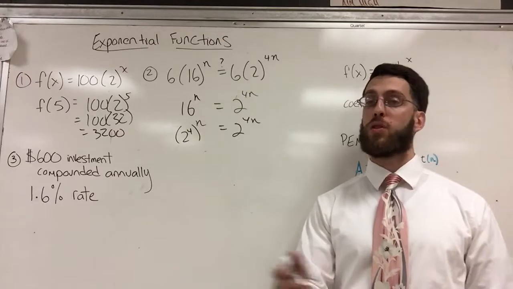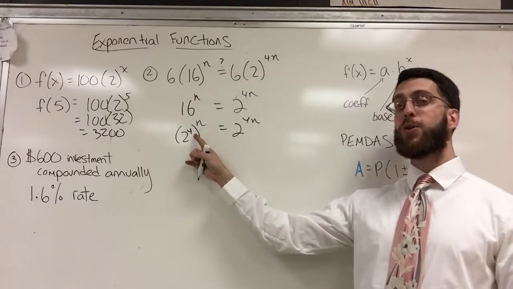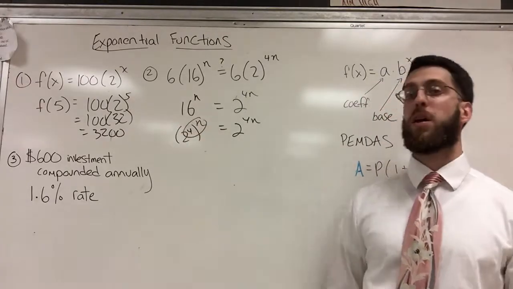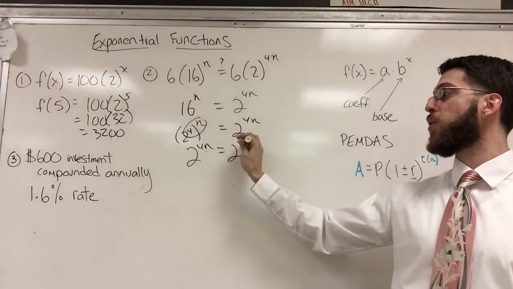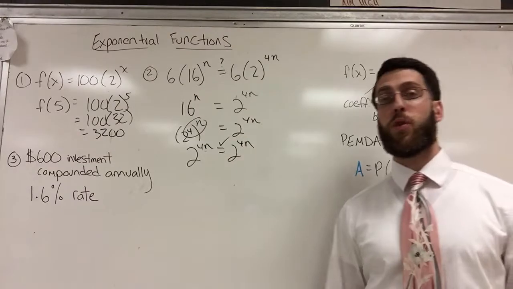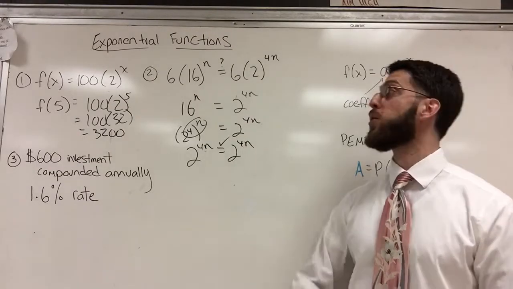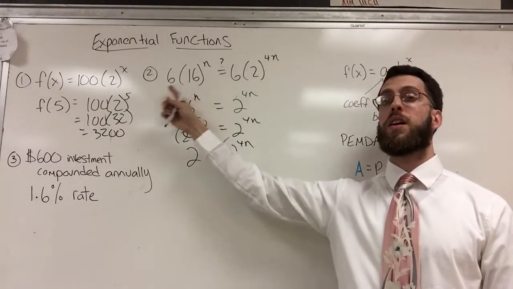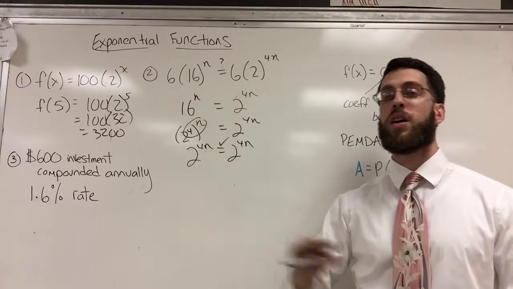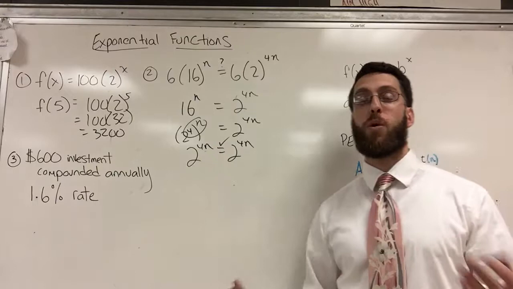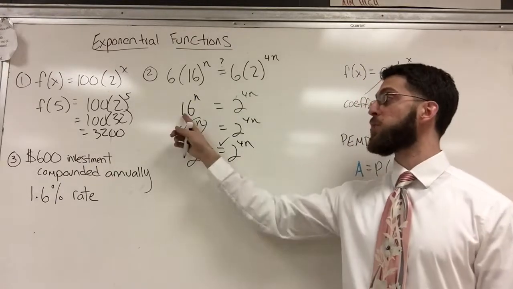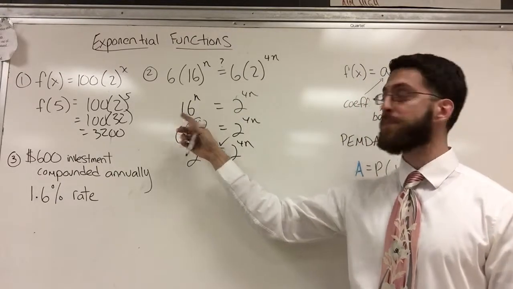Well, here's something you learned a long time ago. If you raise a power to a power, you actually multiply the exponents. So that's really 2 to the 4n. And yes, 2 to the 4n is equal to 2 to the 4n. So it's true, as long as you don't fall into the trap of multiplying 6 times 16 or 6 times 2, that would throw you way off. You're good. So this is what I would call exponent manipulation. You take an exponent and you just rewrite it.